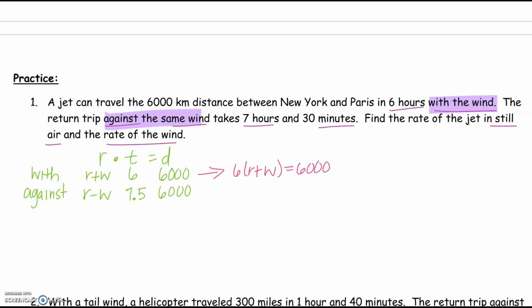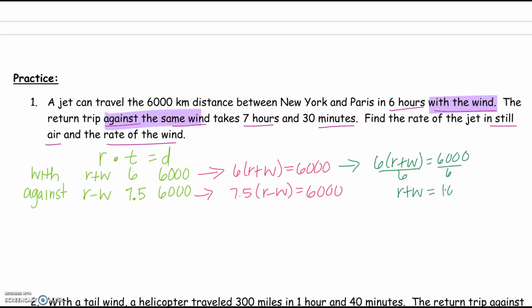Well, before we do that, let's look at the second equation. This one becomes 7.5 times the difference of R and W equals 6,000. Now, let's go ahead and clean these up. That's our next step. To do that, I'm going to divide both sides by 6, and that's going to give me R plus W equals 1,000. Then I'm going to take this next equation and divide it by 7.5. And that's going to give me R minus W equals, that does go in evenly, I believe it's 800.